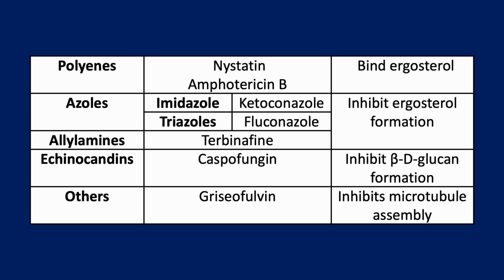Fourthly, we've got the echinocandins, which includes caspofungin. These inhibit synthesis of beta-glucan in the fungal cell wall by inhibiting the enzyme 1,3-beta-glucan synthase. And finally, the other group, which includes griseofulvin. This has fungistatic action by inhibiting microtubule assembly in fungal cells.